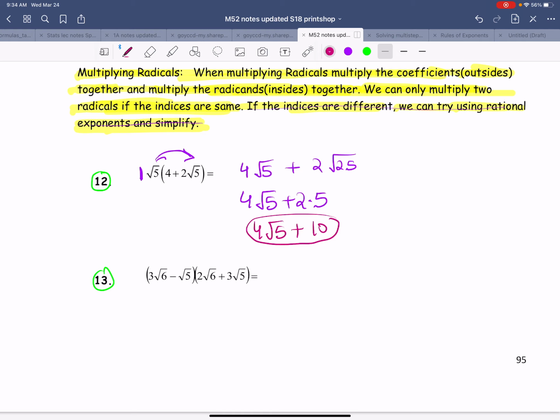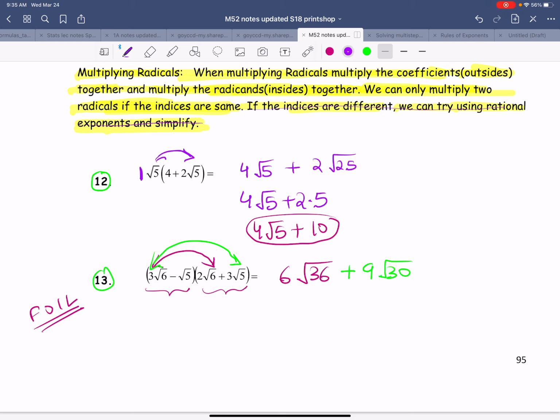Next example, I'm multiplying a binomial with a binomial. You can either use distributive property or you can use FOIL, because when you're multiplying a binomial and binomial, FOIL also comes handy. We can use distributive property if you prefer. So FOIL says first times first. So when I do first times first, multiply the coefficients. 3 times 2 is 6. Multiply the radicands. 6 times 6 is 36. Outer would be 3 times 3, 9, square root of 30.